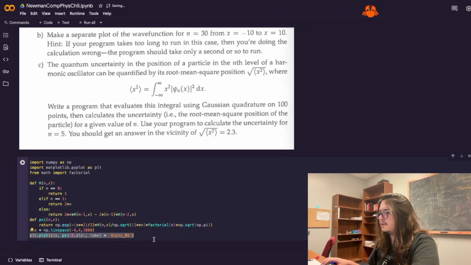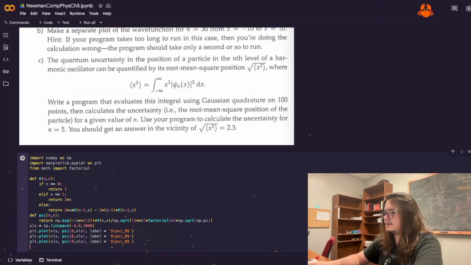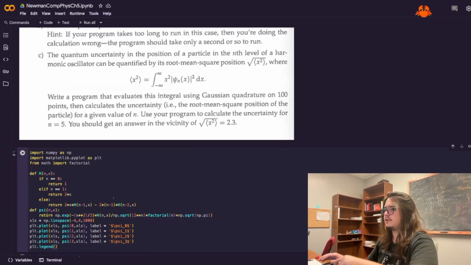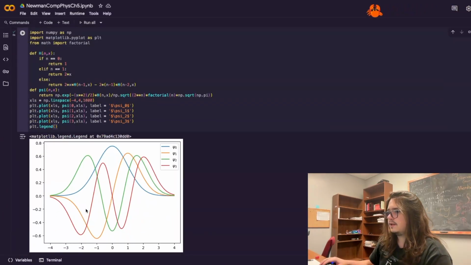Nice. And then I'm going to copy and paste this plot line down a couple of times to get the other wave functions. So 3, 2, 1 here, 1, 2, 3 here should make that nice, and then at the end we'll have to specify to show a legend, and then that should work. And yeah, look at those beautiful wave functions.